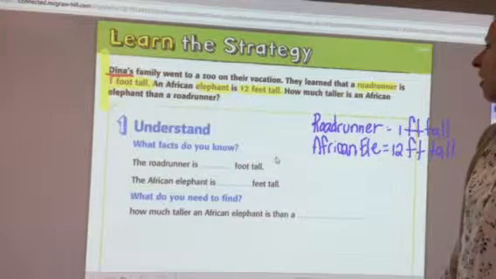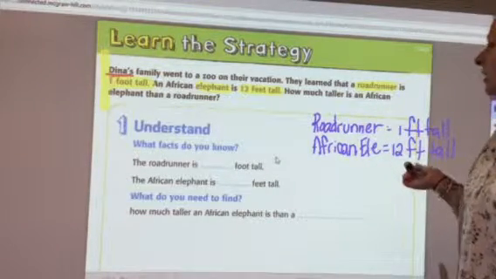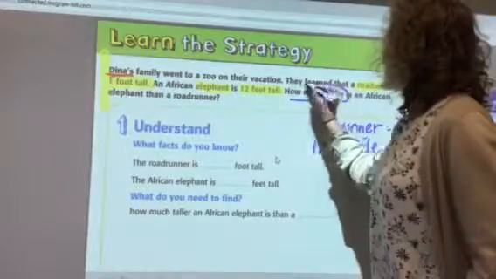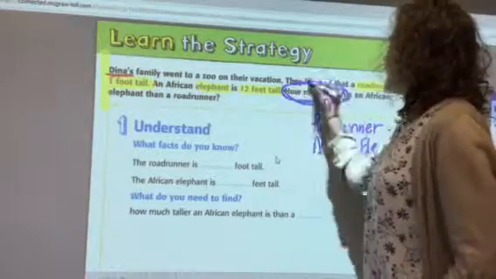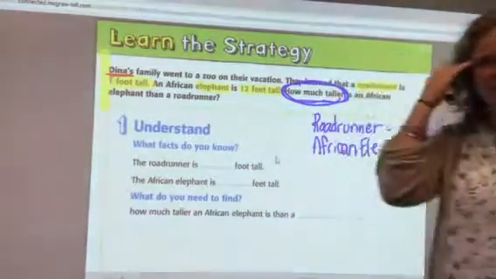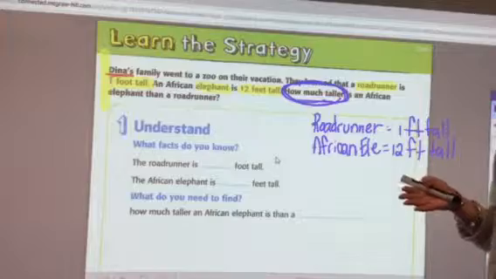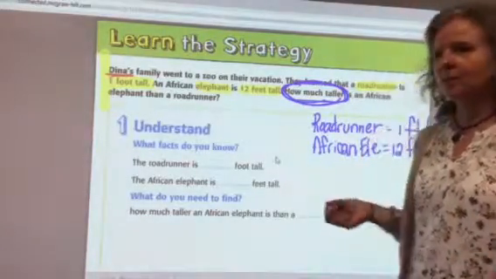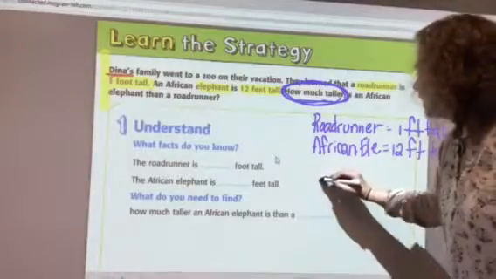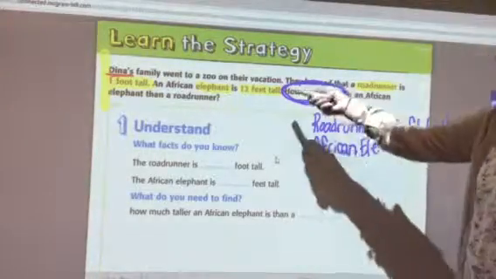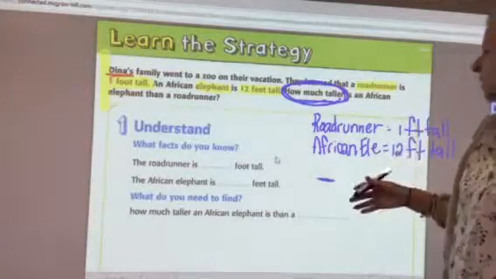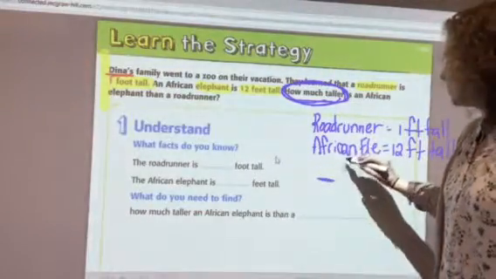Okay, now, well, here's a question. How much taller is an African elephant than a road runner? There are some magic math words in there. How much taller? When they're asking how much, that makes me think. And when they're comparing two things, whenever I'm trying to figure out the difference between two things, the difference means I'm going to subtract. What's the difference between an African elephant's height and a road runner's height? I'm comparing them, so I'm going to subtract.